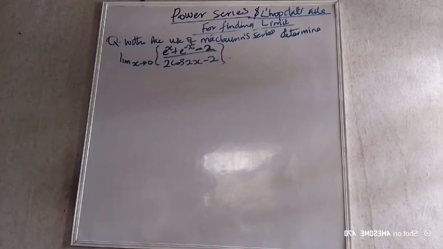We are going to use the power series expression of e raised to power x plus e raised to power minus x minus 2 over 2 cos 2x minus 2. Now, let's solve it by expressing the numerator in Maclaurin series and the denominator in Maclaurin series. And then when we divide, we'll get the answer. Now, let's start.